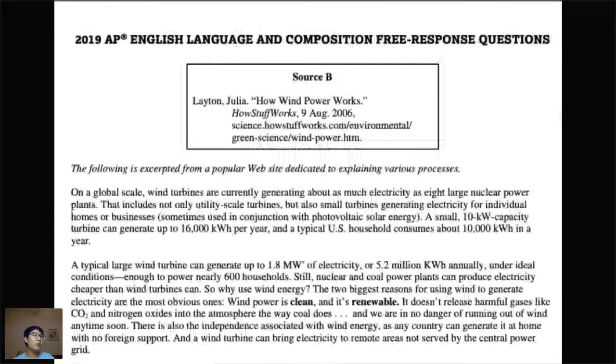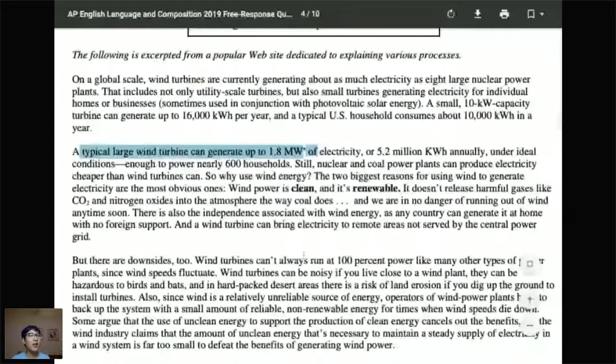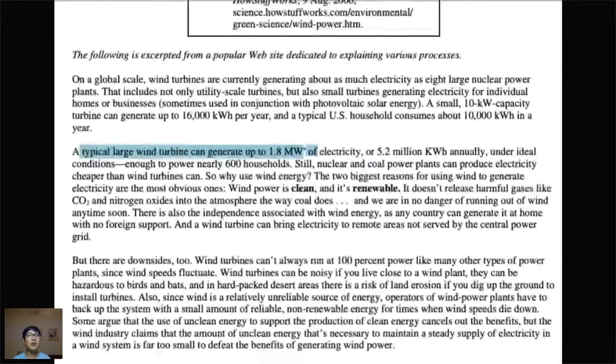So you'll say, Julia Layton of How Stuff Works mentions that a typical large wind turbine can generate up to 1.8 megawatts of electricity, and you'll put that in quotes, and then maybe you'll paraphrase a portion. And you'll oftentimes have to use, so for the argument essay, I don't know if you heard me when I said that we have to do that refutation.